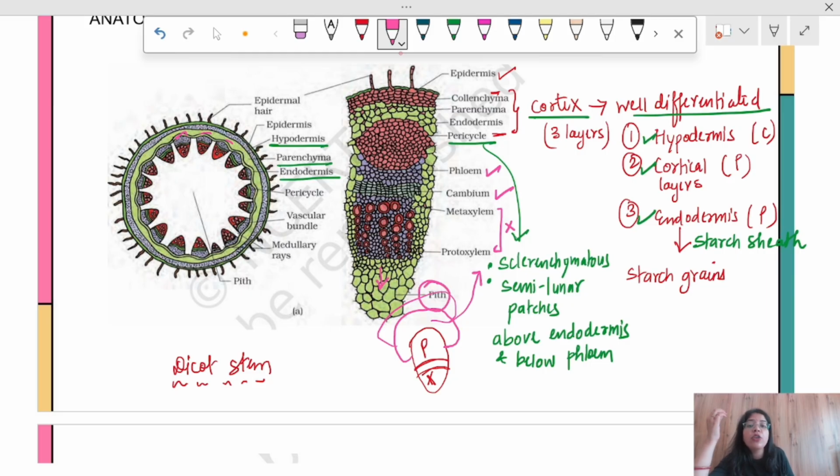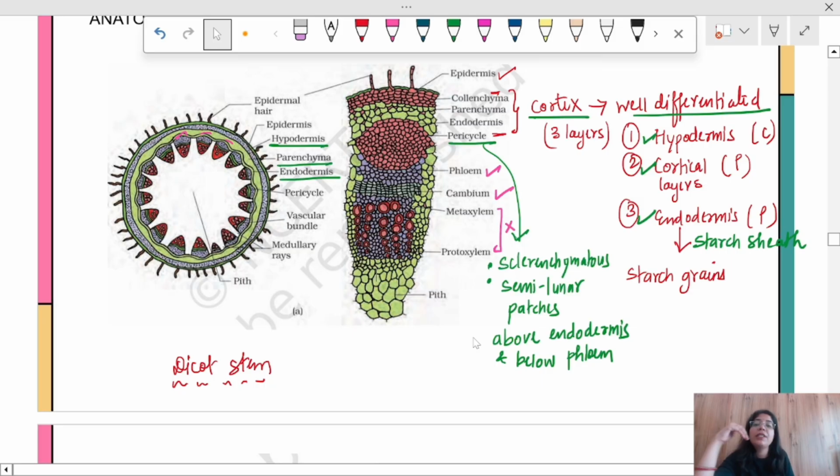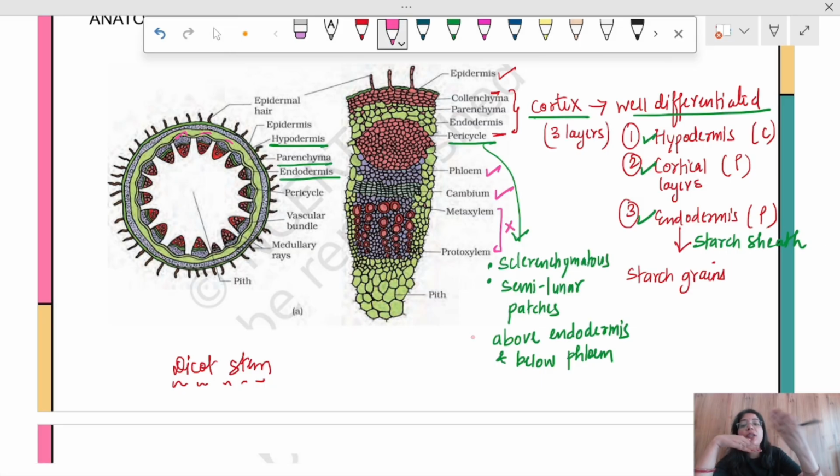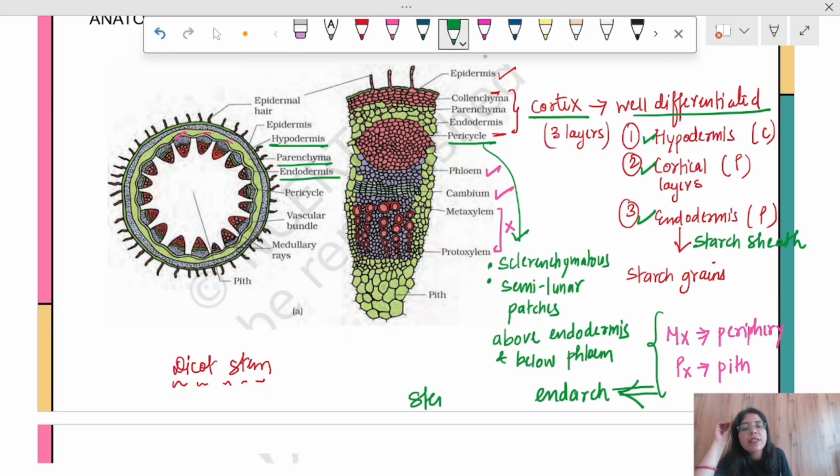You can see in the center you have pith also. Protoxylem is facing the pith, and metaxylem is present on the outer side. Okay, this kind of arrangement, when the protoxylem is facing the pith and metaxylem is facing the periphery, who will tell me, this is called endarch arrangement. All kinds of stem have this arrangement.